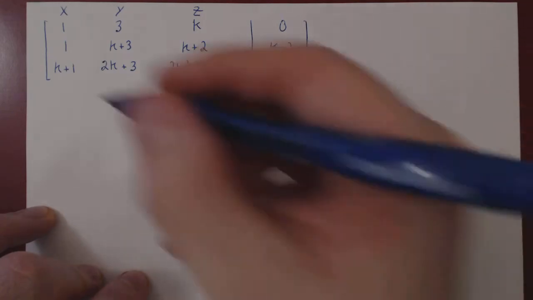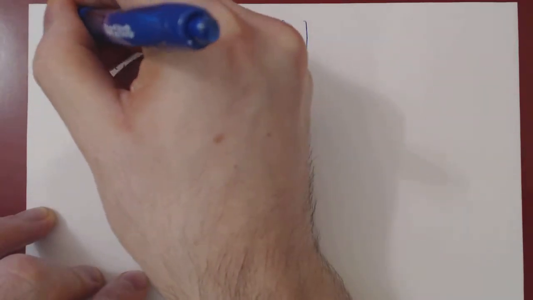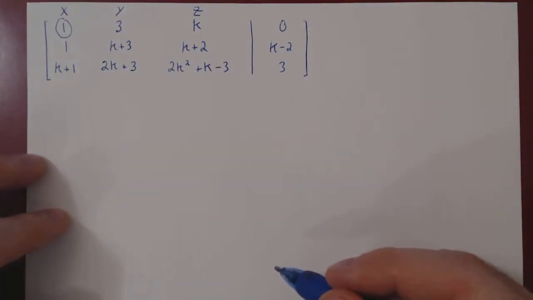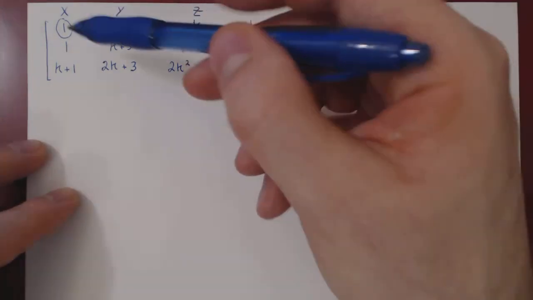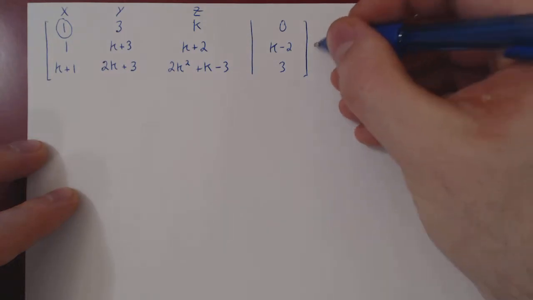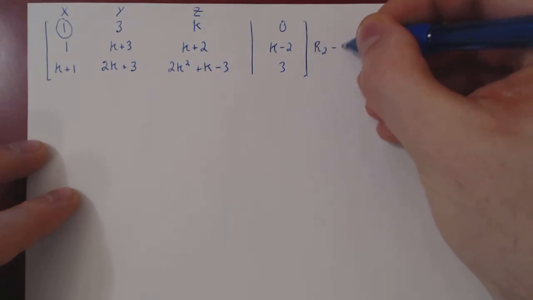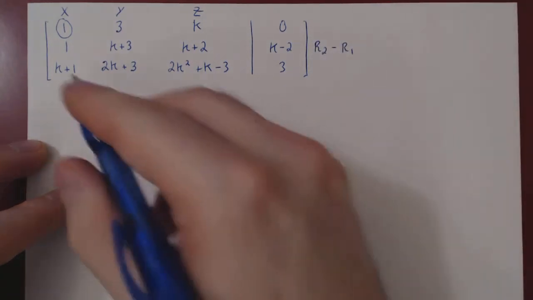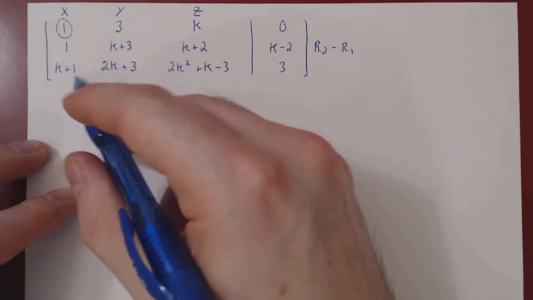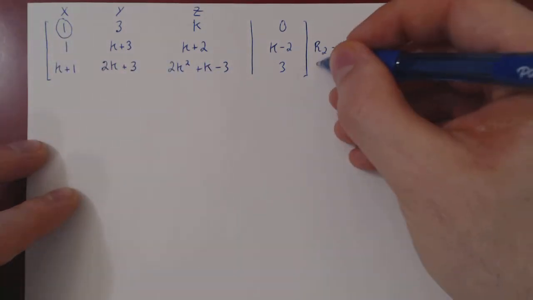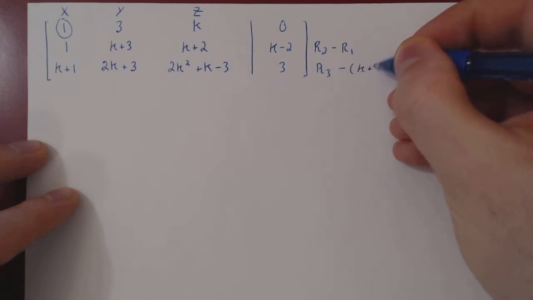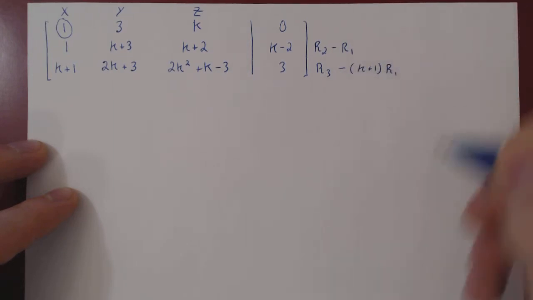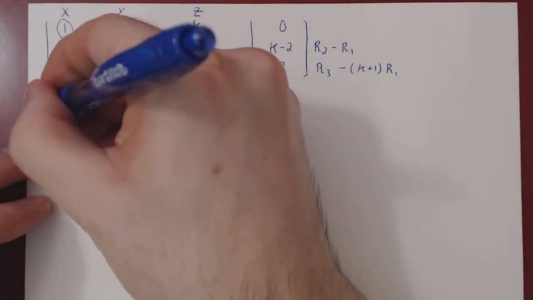Let us row reduce and see what pops up. We already have a leading 1 in the leftmost column in the top row, so we can use it to kill these other two entries. So we'll do row 2 minus row 1, and we'll do row 3 minus k plus 1 times row 1. Be careful to negate the entire k plus 1. Let's see what comes out.